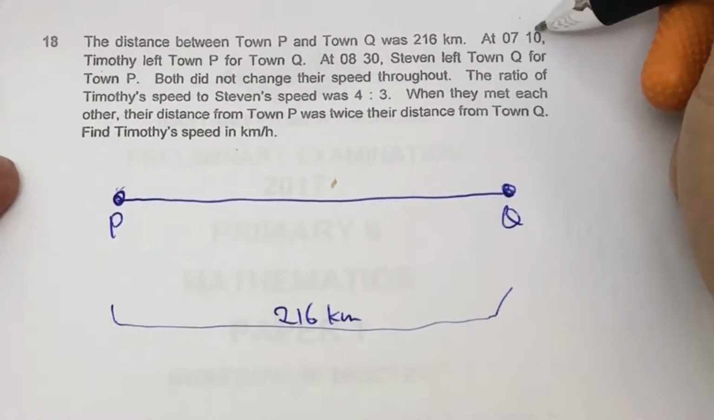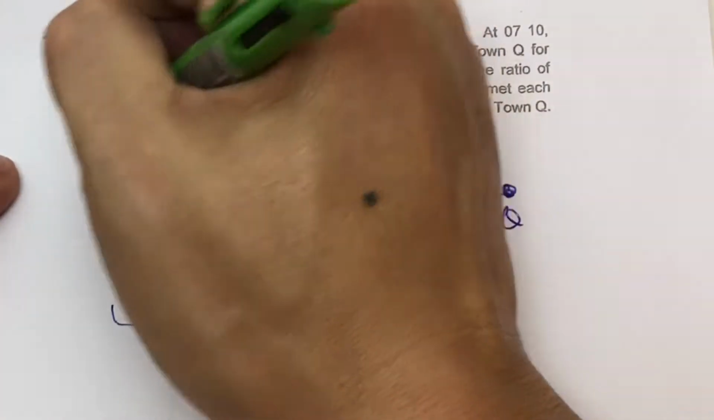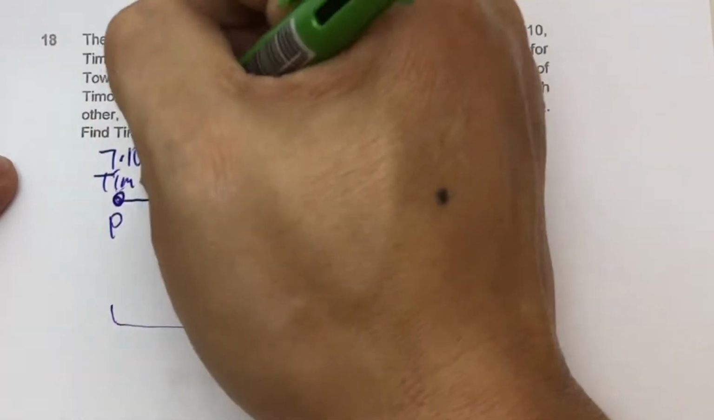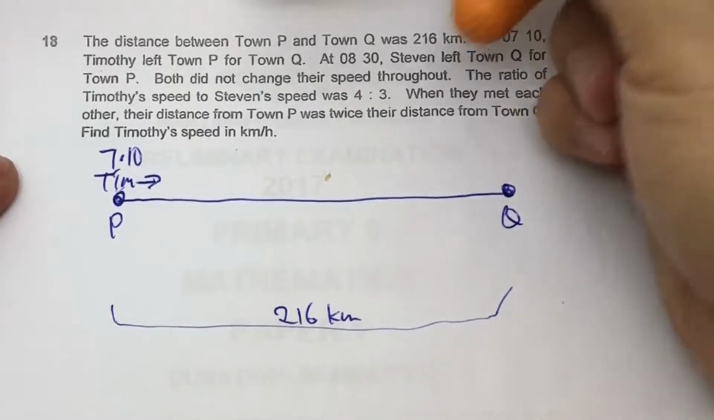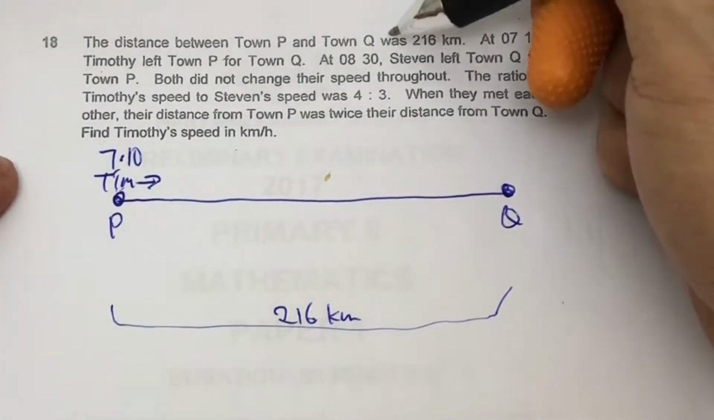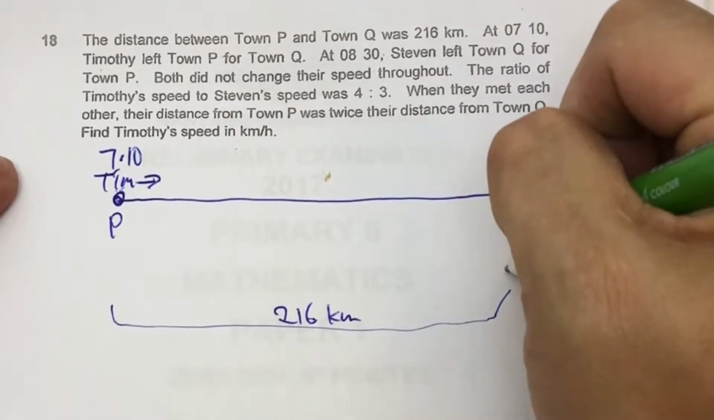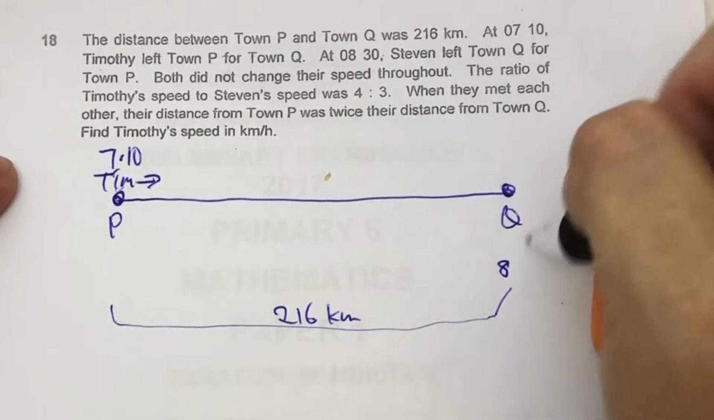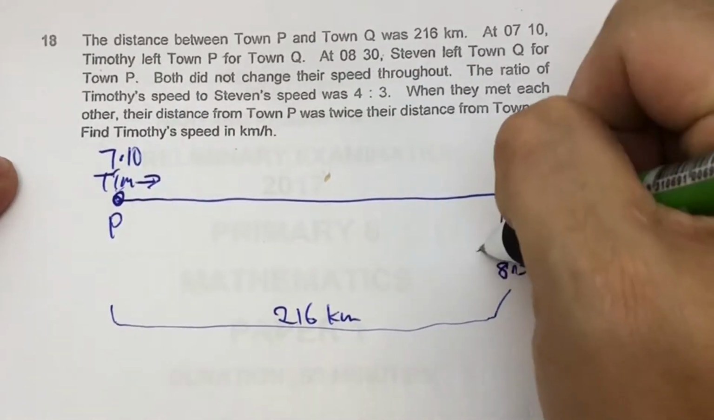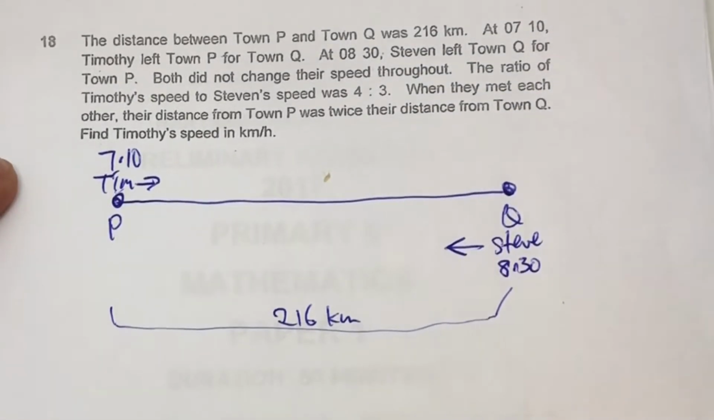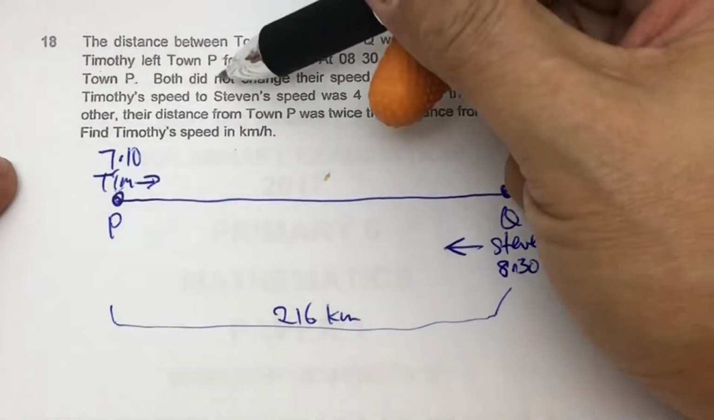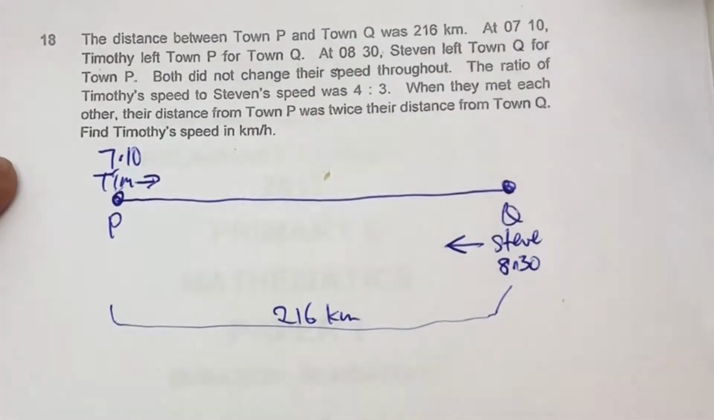At 7:10, Tim goes in that direction. He leaves town P for town Q, going in this direction. At 8:30, Steve goes in that direction. Steve left town Q for town P. Both of them did not change their speed throughout their journey.